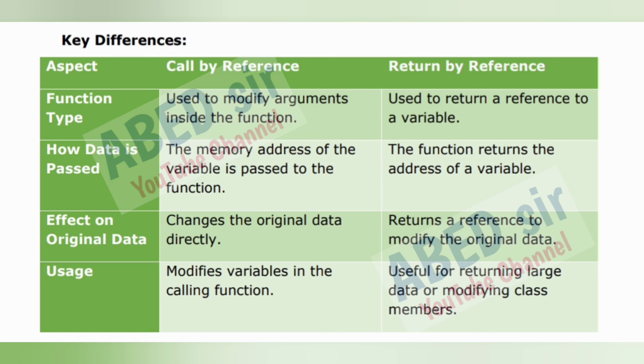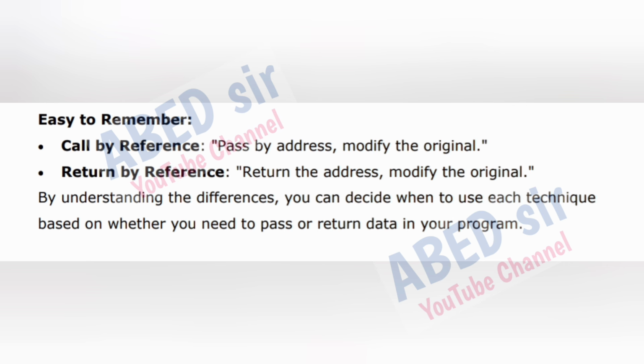Usage: modifies variables in the calling function. Useful for returning large data or modifying class members. Easy to remember: call by reference, pass by address, modify the original. Return by reference, return the address, modify the original. By understanding the differences, you can decide when to use each technique based on whether you need to pass.